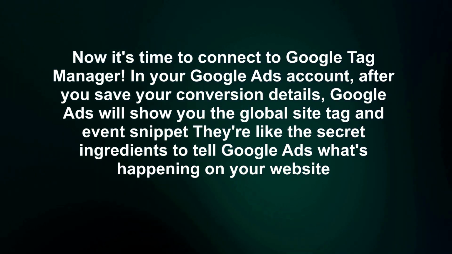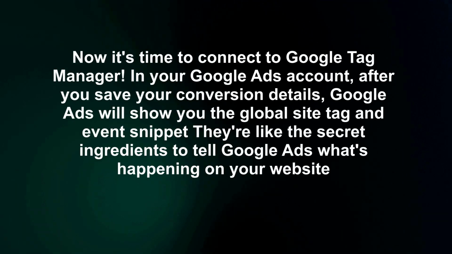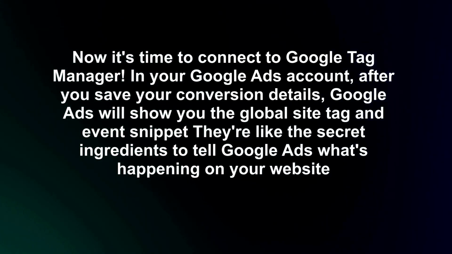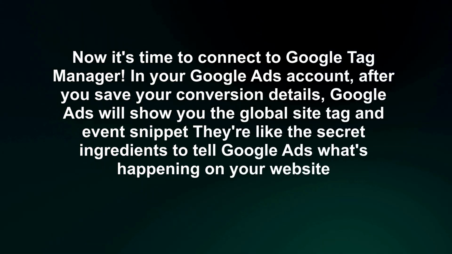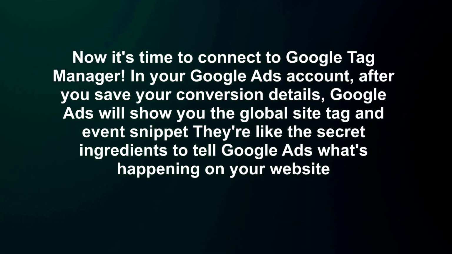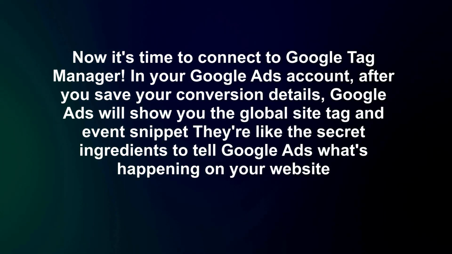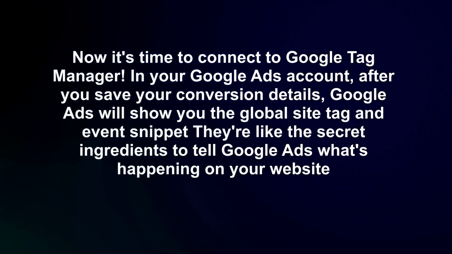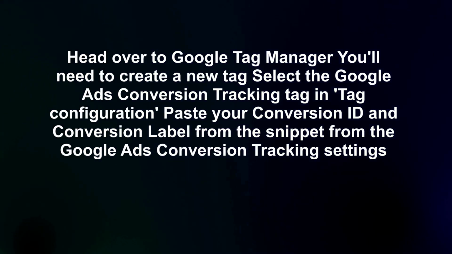Now it's time to connect to Google Tag Manager. In your Google Ads account, after you save your conversion details, Google Ads will show you the global site tag and event snippet there, like the secret ingredients to tell Google Ads what's happening on your website. Head over to Google Tag Manager.